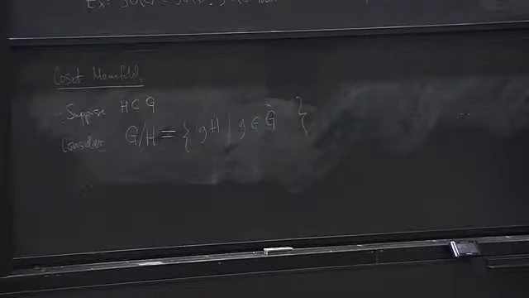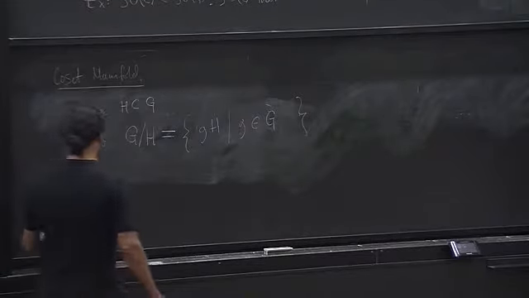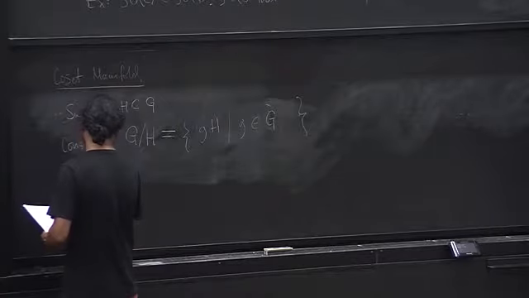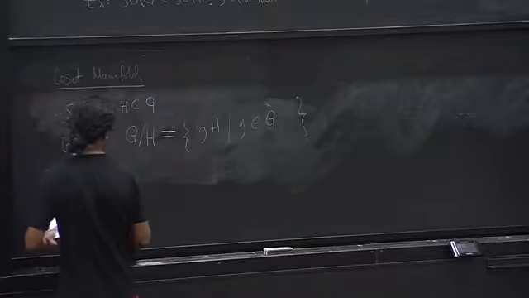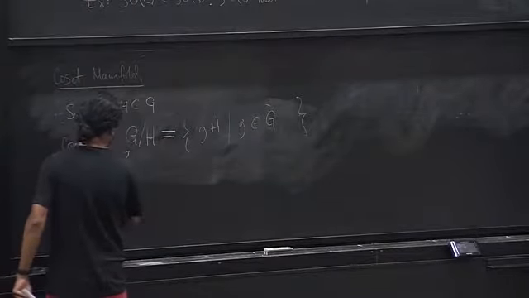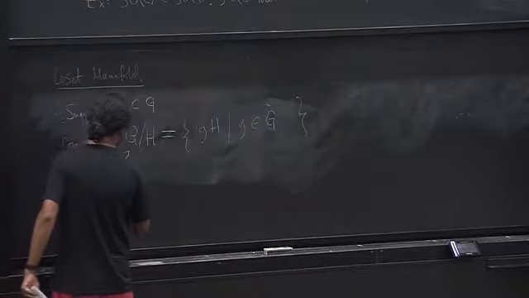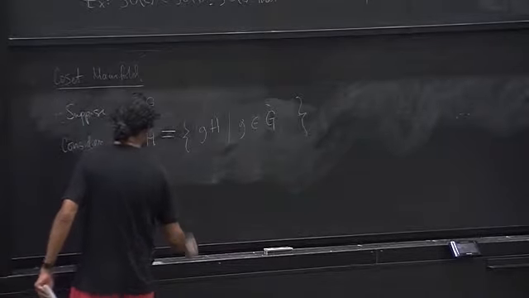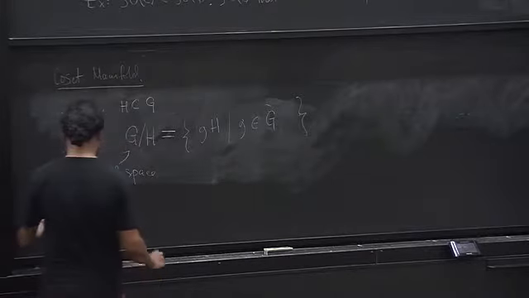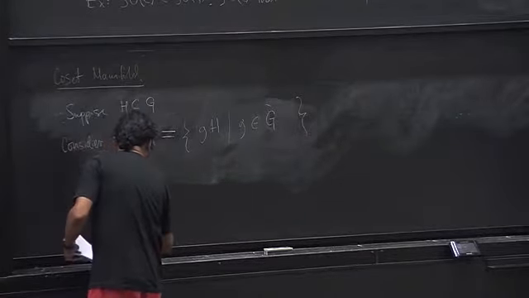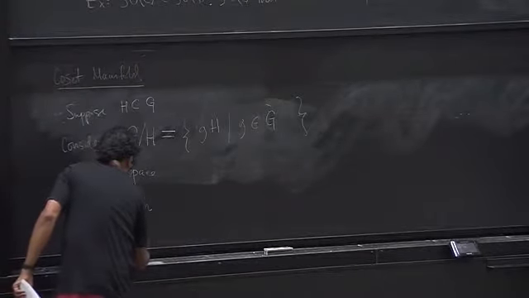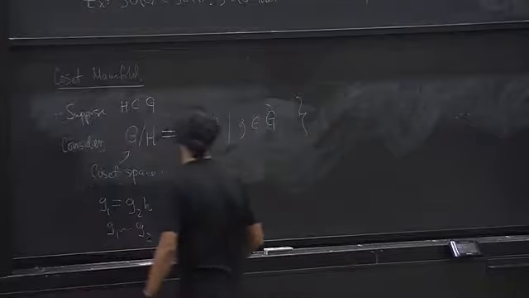Okay. So these are the cosets, and this we call the coset space. So if G1 is in the same coset as G2, we say that G1 is equivalent to G2. So this is an equivalence class.